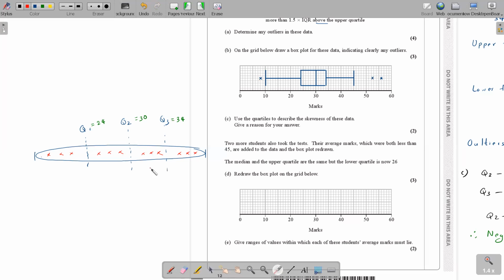Now you are going to put 2 more people into this group. The median and the upper quartile are the same. How can the median and the upper quartile be the same when 2 people are put here? How can it be the same?